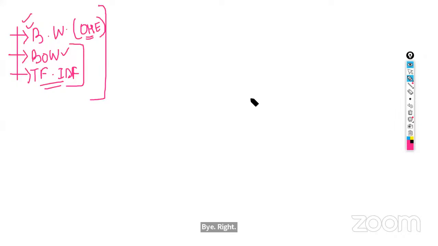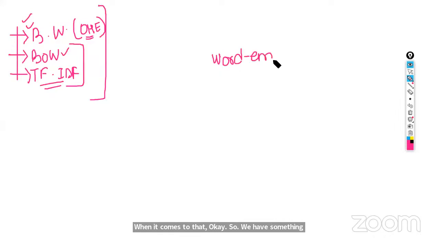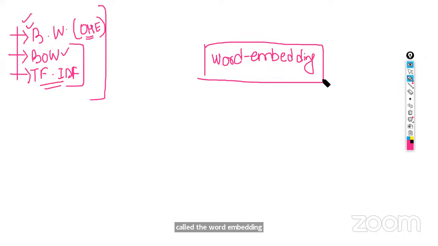Now, when it comes to the deep learning section, here also we have a couple of advanced approaches when it comes to the vectorization part. Okay, so we have something called word embedding. So guys, word embedding is a deep learning based approach to convert our text data into the numerical representation, right?